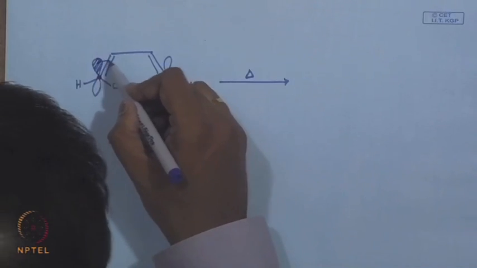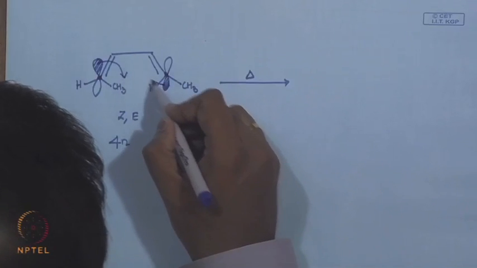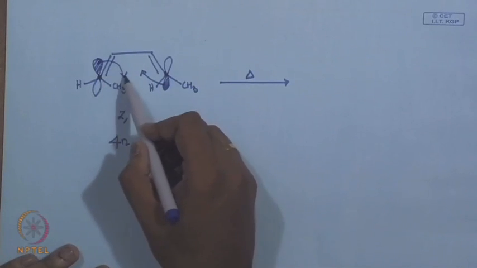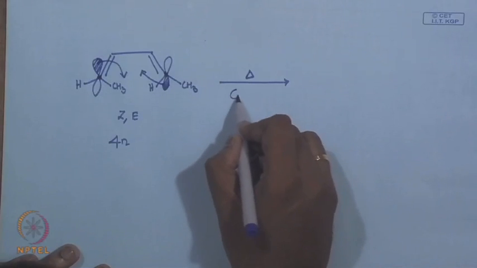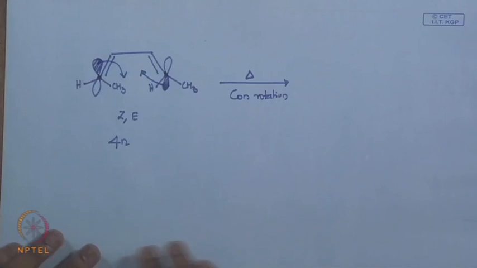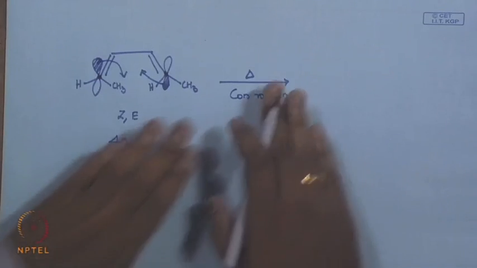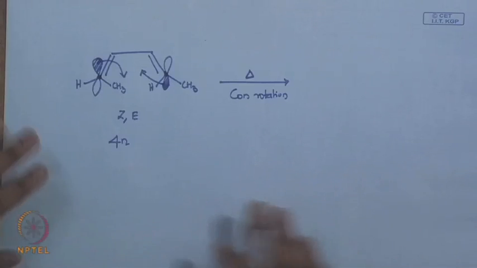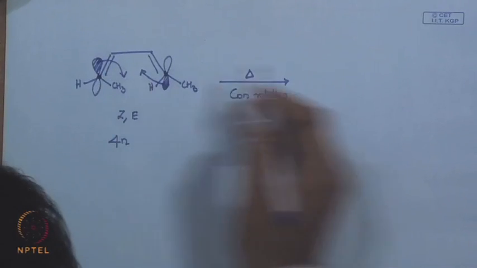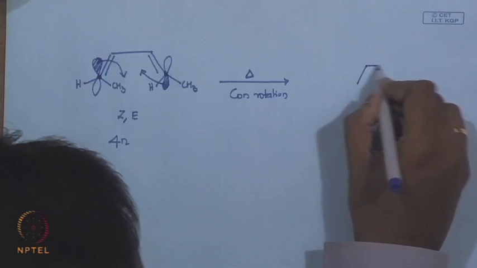And now if you shine light, I can move this one up, because I want to make a bonding. And what rotation is that? One is clockwise, another is also clockwise, it is a con rotation. So it goes nicely with your Woodward-Hoffmann rule. So 4n system heating con rotation, it is allowed. So the reaction goes nicely. Now see, I have moved this, so I have to draw it.